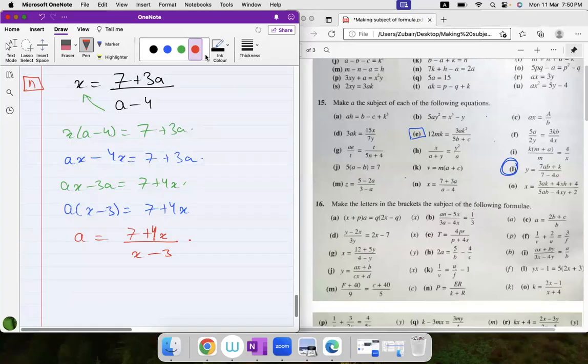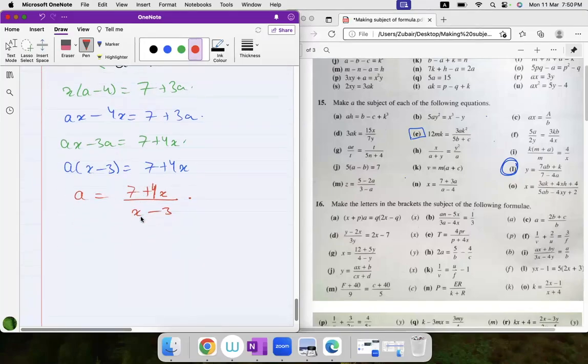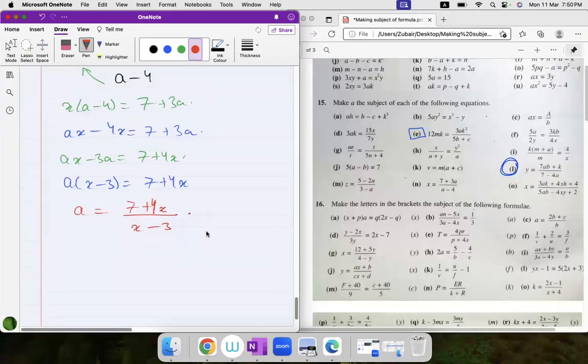So for me, I got negative 4x plus 7 over 3 minus x equals to a. But then I think I can simplify it further. I think so. Negative 4x plus 7. Yeah. If you're getting that negative, that should be outside the complete bracket. Like this. And 3 minus x in the denominator.